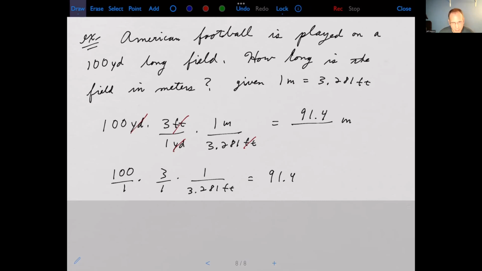Okay, so not too bad, right? Just converting from yards to meters. Okay, and then let me do one more problem. Let's say that we wanted to find a relationship between meters per second and miles per hour.